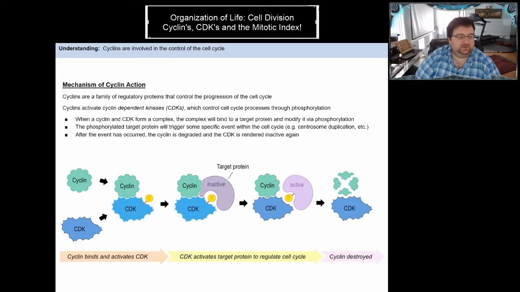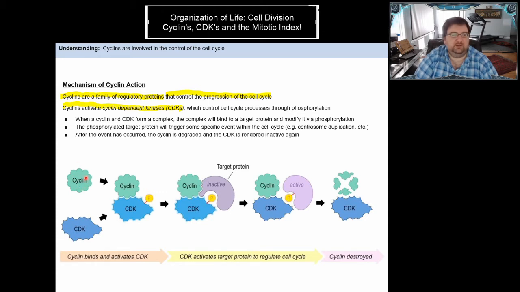What we're going to be discussing first is basically what a cyclin is. A cyclin is something in the family of regulatory proteins. They regulate the cell cycle, controlling the progression of the cell cycle. What cyclins actually do is activate cyclin-dependent kinases, so cyclins and cyclin-dependent kinases work together.